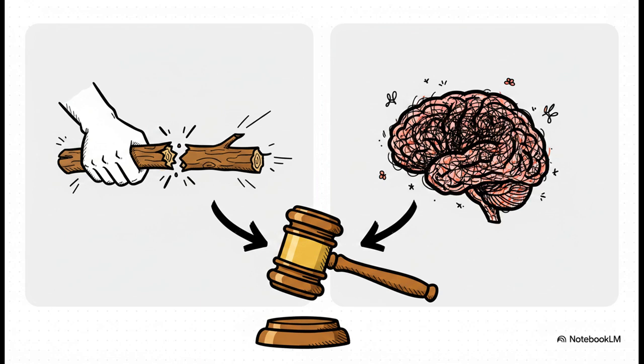Think about it like this. If someone accidentally harms another person, there is no mens rea. There was no guilty mind, no intent to cause the harm. So it's usually not classified as a crime in the traditional sense, but rather as negligence. You literally need the mind and the action to align.